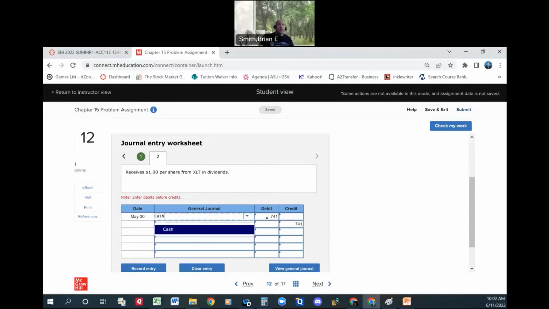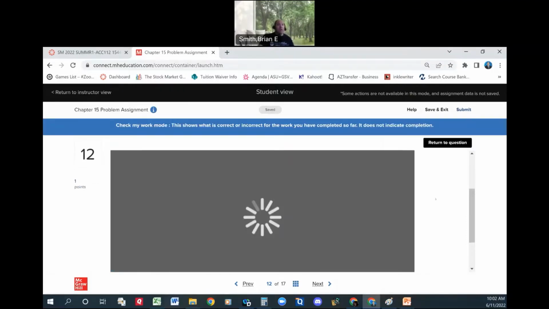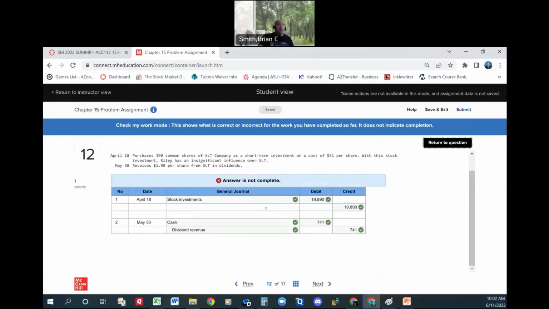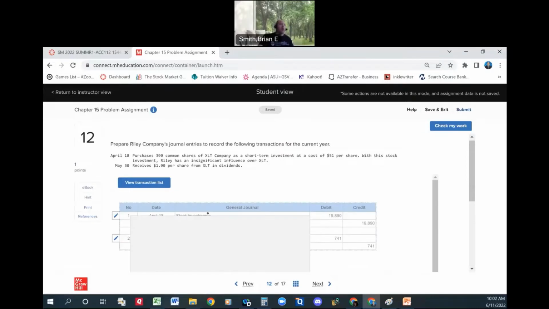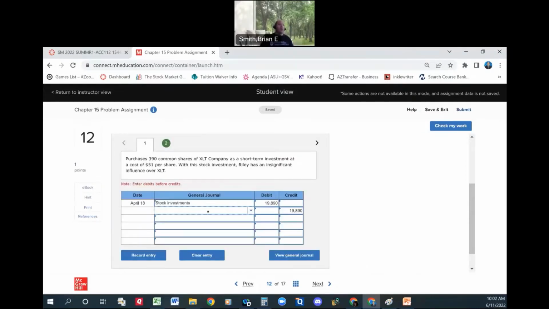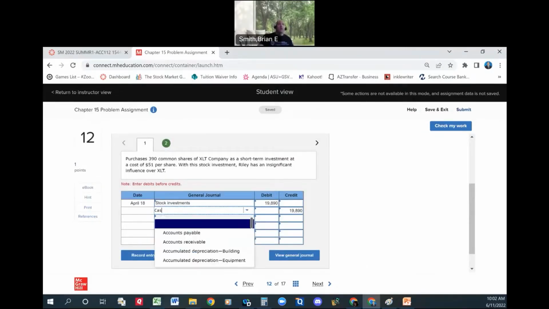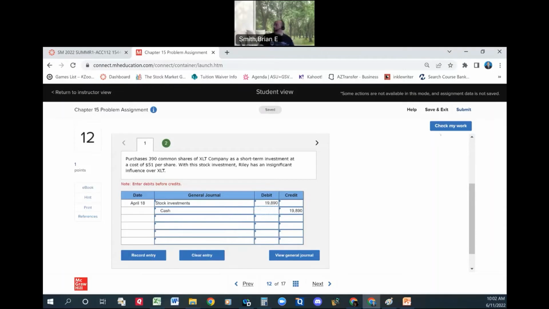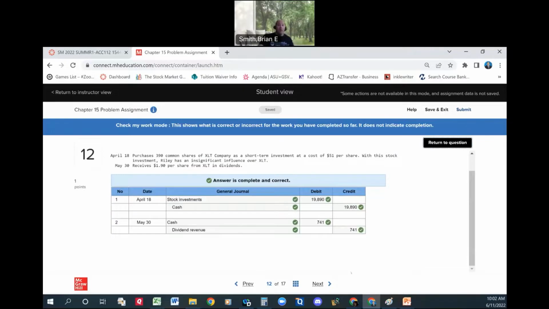All right, let's check this work, see if we got this one down. All right, good. It's not complete because it didn't accept my one there. Let me go back and make sure that I get that entry here. We debited stock investments, and of course, we're crediting cash. So now let's just make sure that there wasn't anything else we needed to do, and we're good to go. All right, let's go ahead and move on to the next problem.